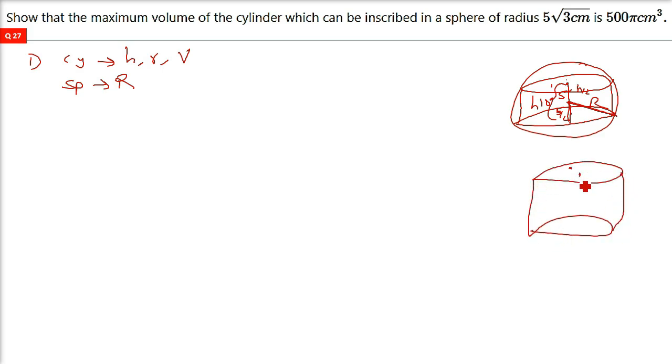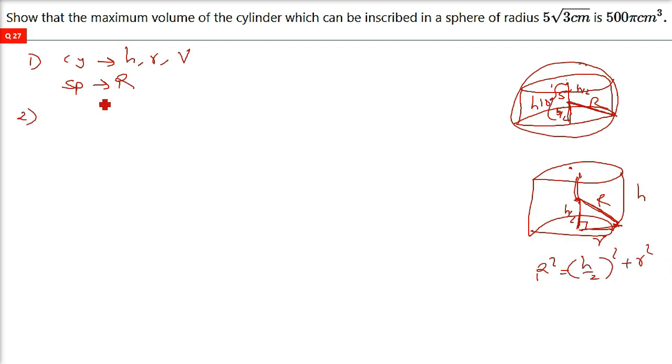In this cylinder, this is the center, and this is h by 2, h by 2. Now I am joining the center to one of the corners of the cylinder. This is the capital R, this is small r, and this one is h by 2. Now from this triangle, what do you get? Use the Pythagoras theorem: capital R square is equal to small r square plus h by 2 whole square.